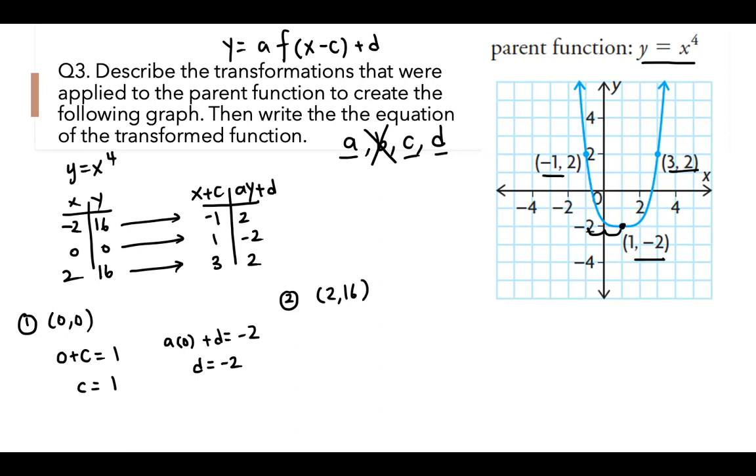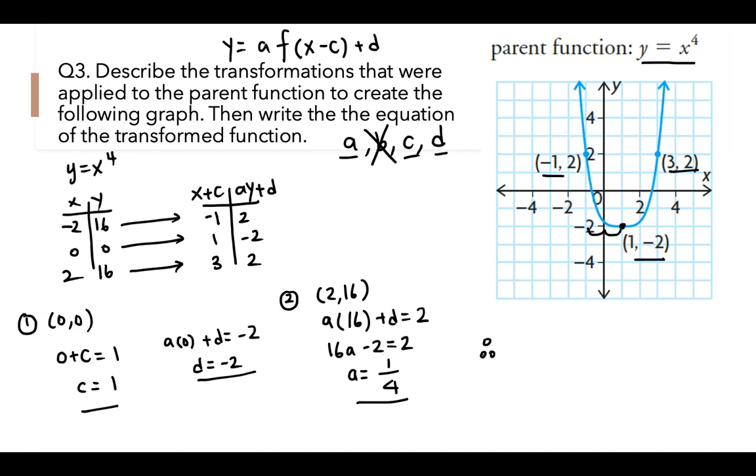So to figure out the value of a. So a times 16, which is the y, plus d is equal to 2. Well, we already know d is going to be -2 from here. So 16a minus 2 is equal to 2. So when isolated, you will get a is equal to 1 over 4. Okay, so we have everything.